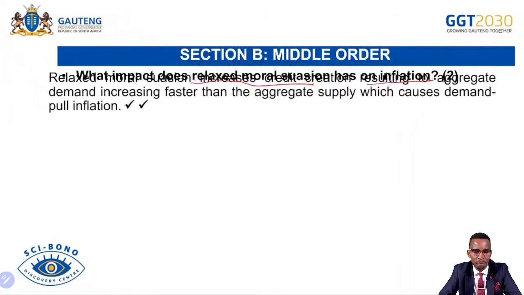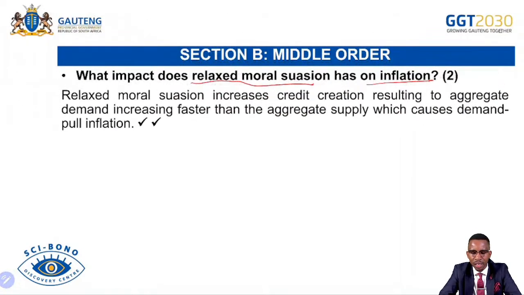Let's look at the answer. Relaxed modal suasion, increased credit creation resulting in increasing demand, increasing faster than aggregate supply, which causes the demand pull inflation. So, like I've said, as consumers are demanding more goods and services than what can be supplied, that will always lead to pressure on the suppliers, and it will lead to prices increasing, which will be the demand pull inflation.